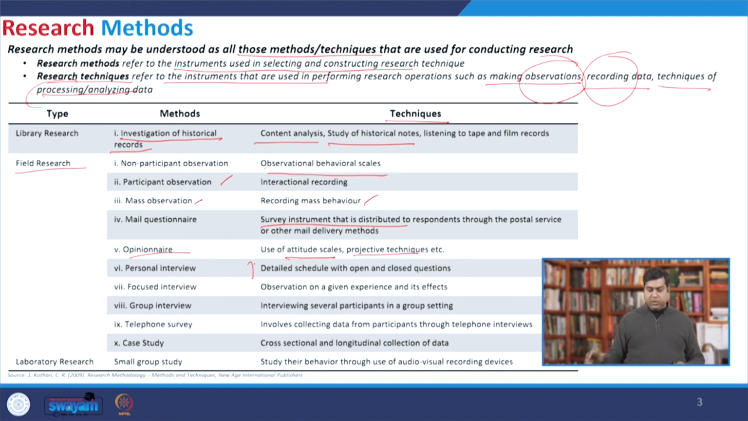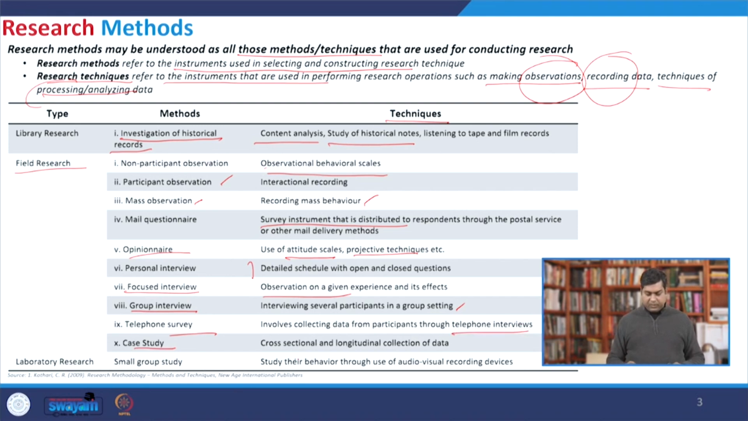Personal interview, in this case we just schedule an interview with an open or close ended questionnaire to the respondent. Focused group as a method, there we go for observation on a given experiment and its effect in a small group. Group interview, where a group of people can come together to deliberate on this. It may be a telephonic survey, where you can interact and try to understand the answers or opinion through a telephonic interview.